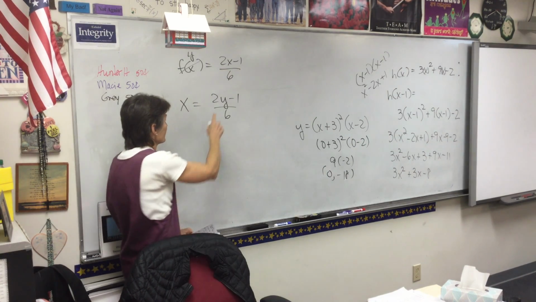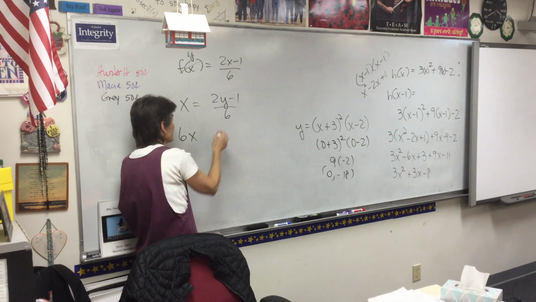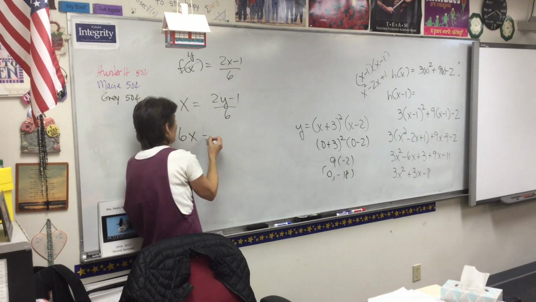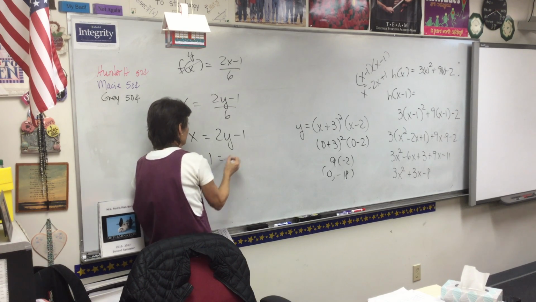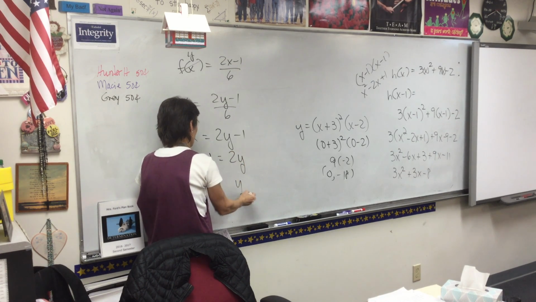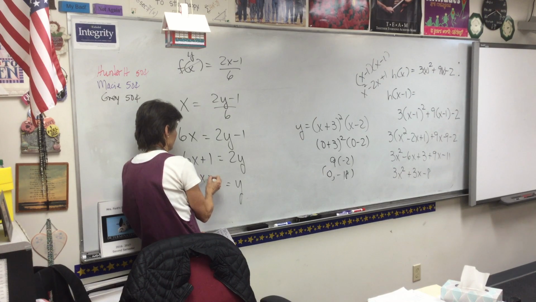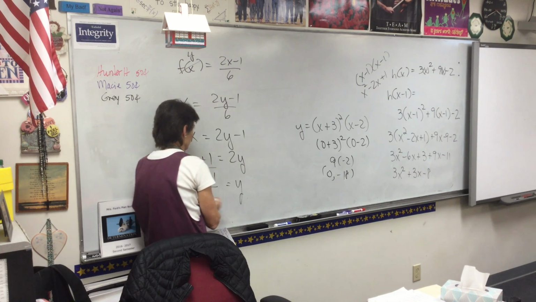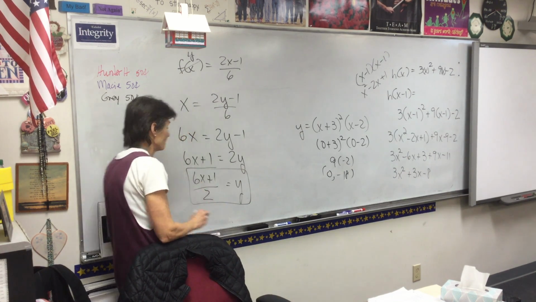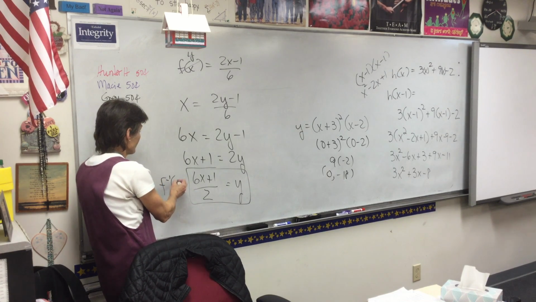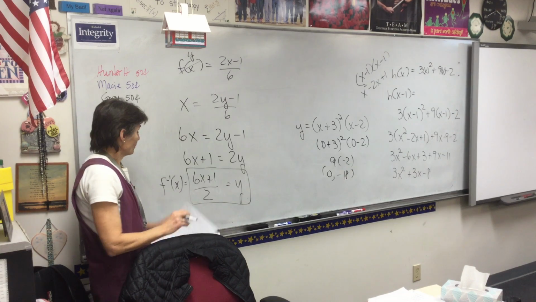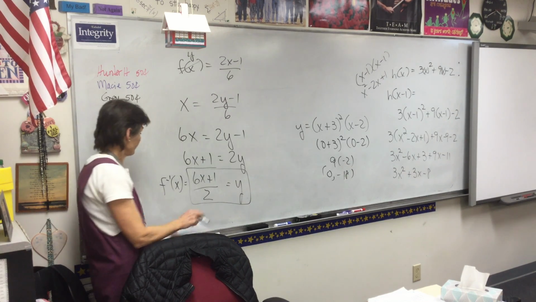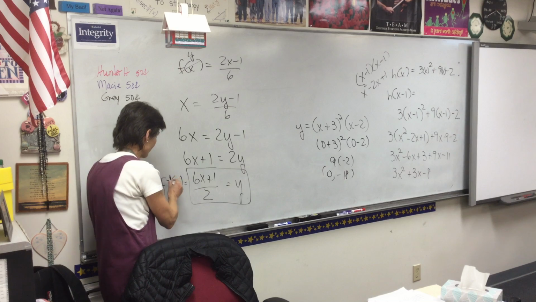All right, here we go. Now we're going to get y by itself. So yeah, Aiden, I do bring the 6 over now. And then I'll add 1. And then I'll divide by 2. And there is our inverse. The notation for that, again, this is going to be a multiple choice question. So again, that would be the notation, the actual notation.